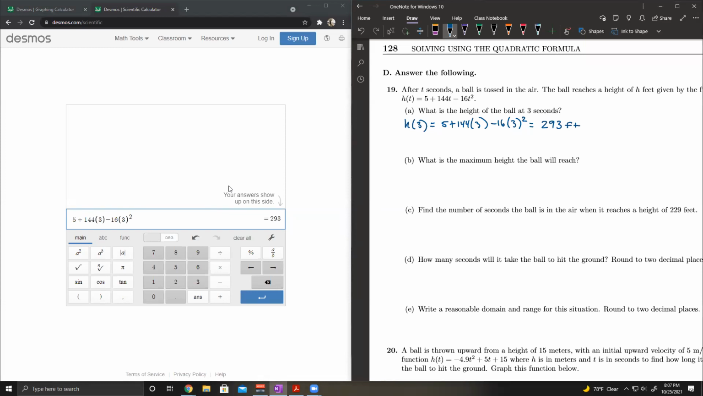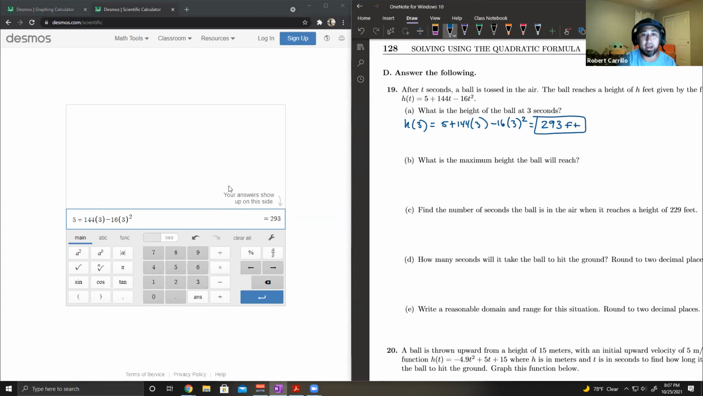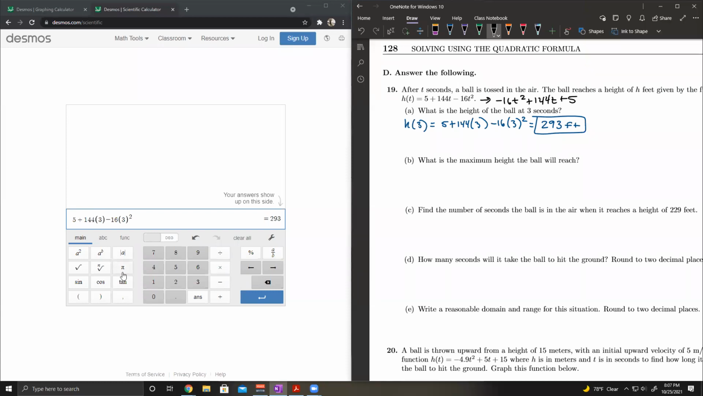Now, why wouldn't you switch that around, like put the highest power first? Yeah. You can if you want. It doesn't have to though. So if you want to rewrite it as negative 16t squared plus 144t plus 5, that's perfectly fine. Okay.